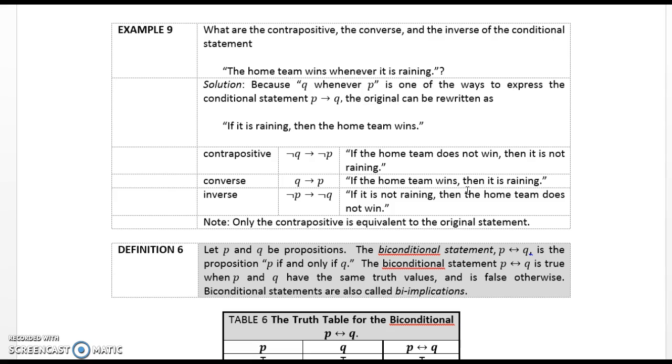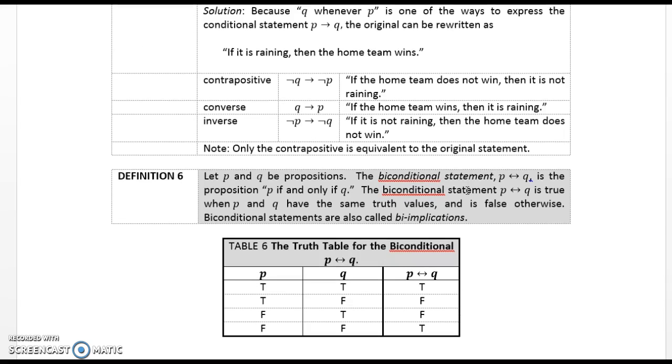The contrapositive is not Q implies not P: if the home team does not win, then it is not raining. Converse, Q implies P: if the home team wins, then it is raining. Inverse, not P implies not Q: if it is not raining, then the home team does not win. Note, only the contrapositive is equivalent to the original statement.